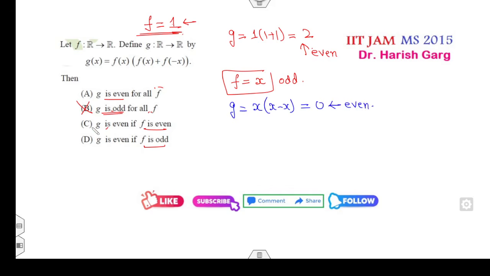Fine. g is even if f is even. Take f even, that is x². What is g? x² plus x² is 2x², which is 4x⁴, which is again an even function. So if f is even, f(-x) is again f(x), so that is basically an even function. Fine. Is g even for all f? Can you think of any example where g is not an even function?